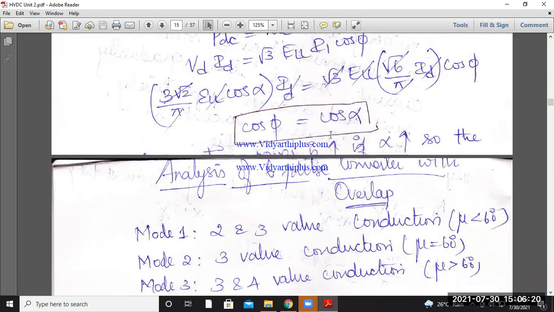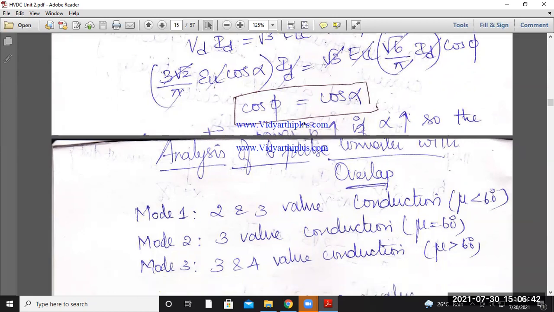As you can say, for a particular value of cos alpha, if you increase the value of alpha from 0 degree to, let us say, 90 degrees, then for the minimum value of alpha, cos alpha will be higher. A similar case, if alpha increases, cos alpha will decrease. Similarly, for the increment of alpha, you can say that cos phi will decrease accordingly.